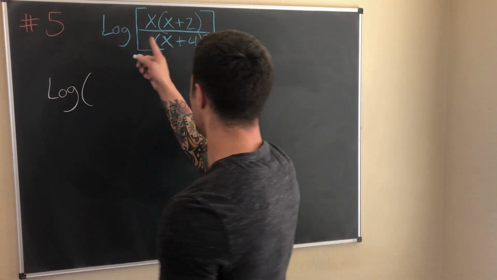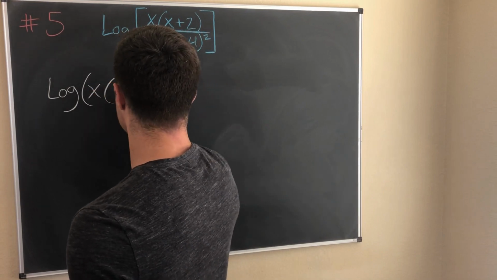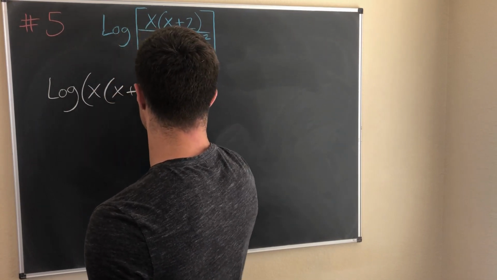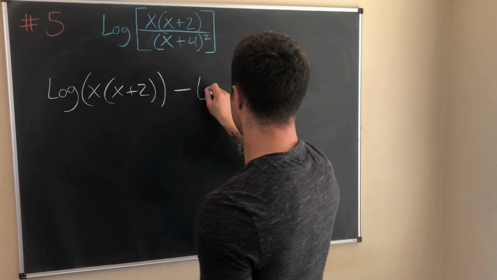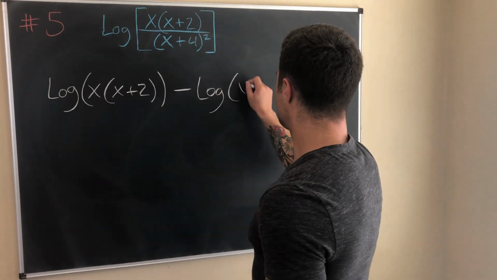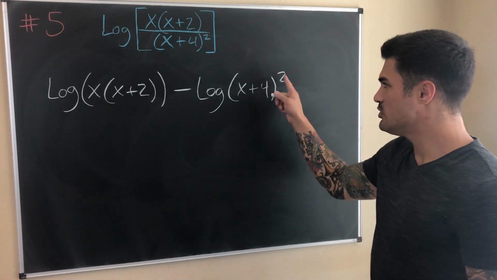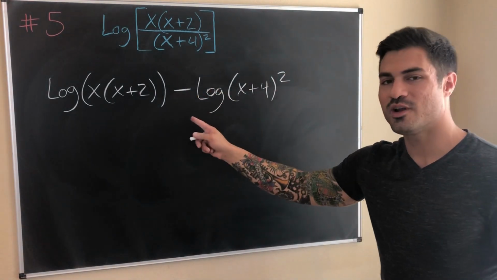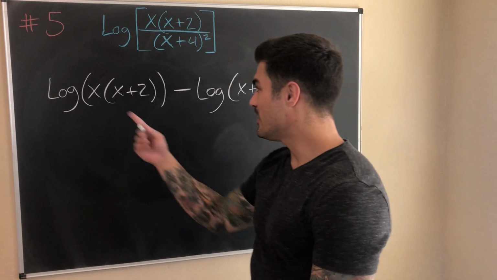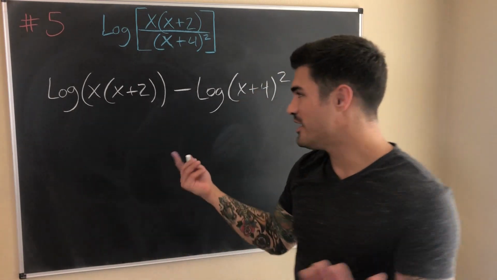So I'm gonna separate first the division. So we have log of x times x plus 2 minus log x plus 4, and this is squared. And what can we do with that squared? In our next step, we can bring it out in front, okay? And this we can go ahead and separate with addition, and then I think we're actually done.